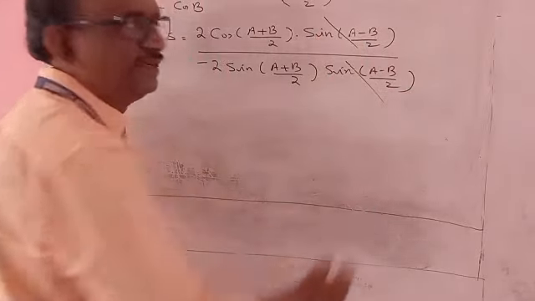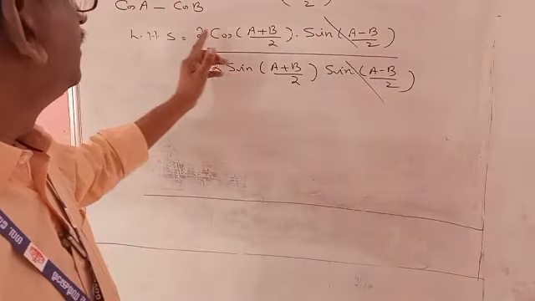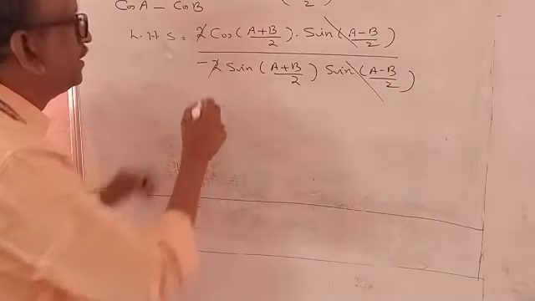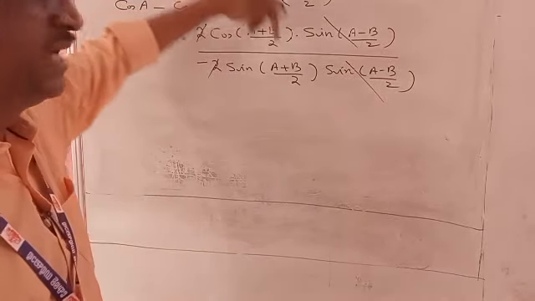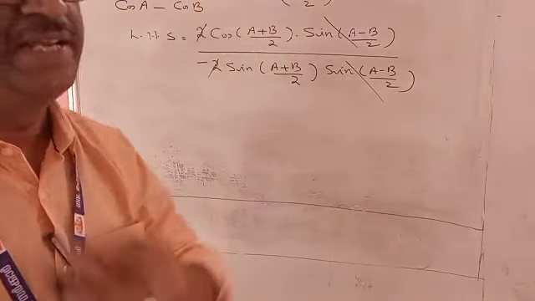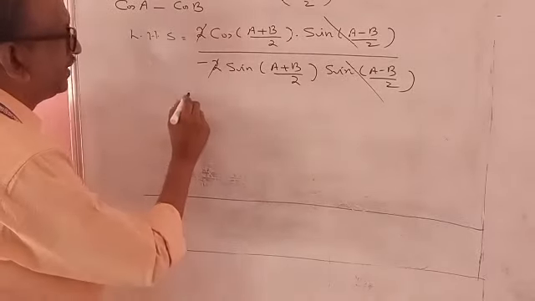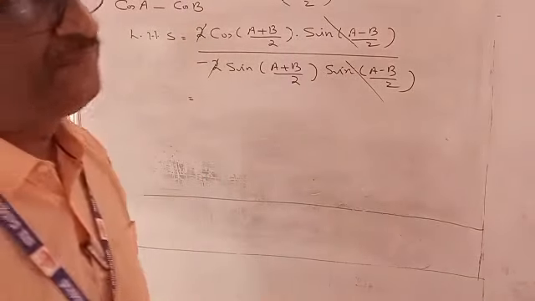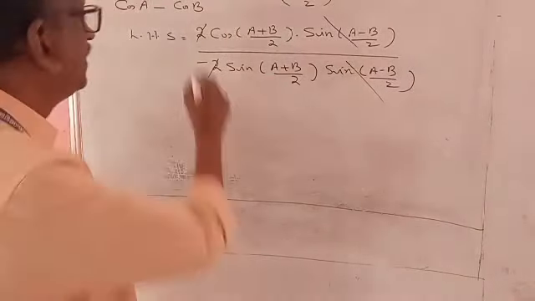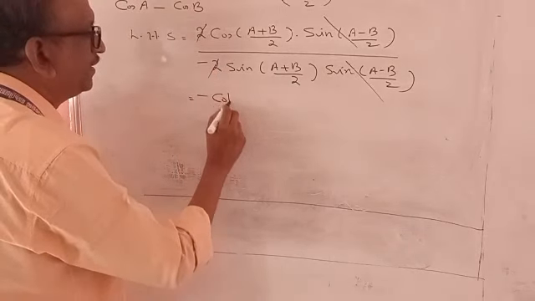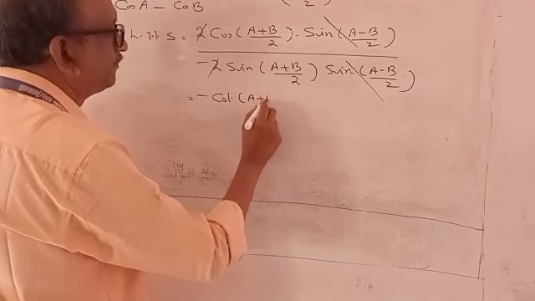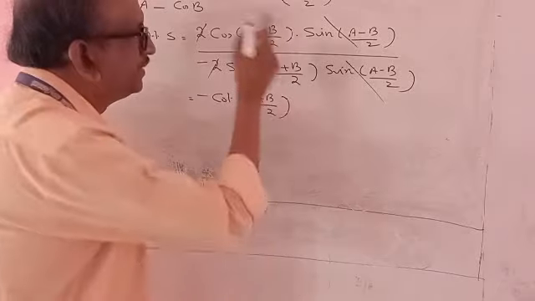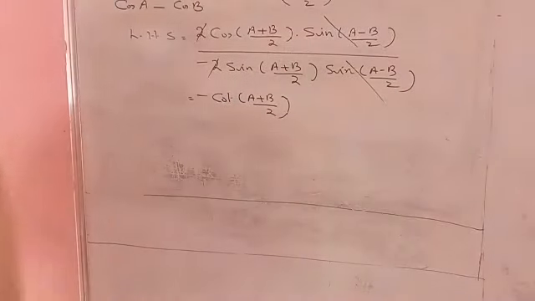The same quantity gets cancelled. This 2 gets cancelled. This is cos (a plus b)/2, this is sin (a plus b)/2. Therefore cos by sin is cot, with the minus sign: minus cot (a plus b)/2. This is the right hand side.